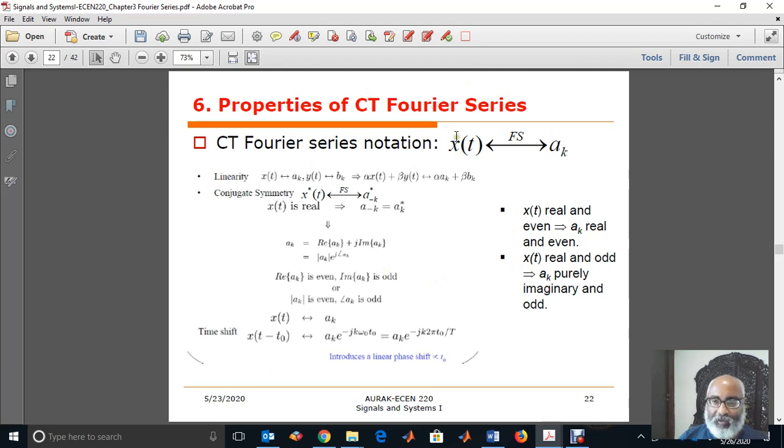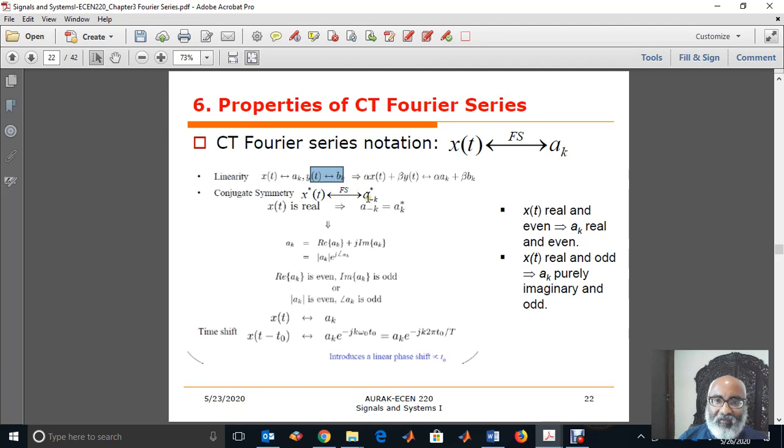When we study the properties, the first step is knowing that the Fourier series representation of x of t is a_k. So we start from this. This is our baseline, our starting point. If the Fourier series representation of x of t is a_k, then the Fourier series representation of y of t is b_k. One property is linearity.